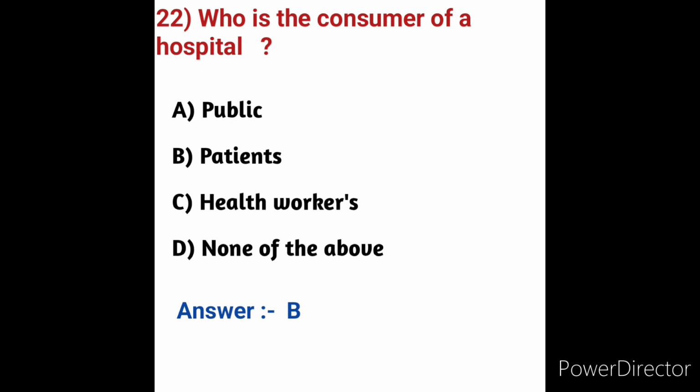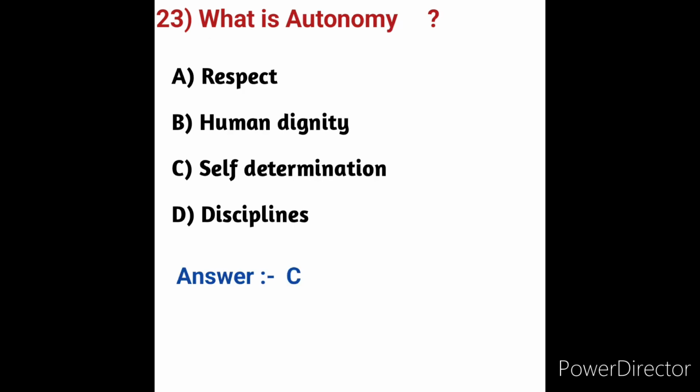Next, move on to question number 23. What is autonomy? We will see the options. Option A, respect. Option B, human dignity. Option C, self-determination. Option D, discipline. Autonomy means self-governance and self-determination. Option C is the correct answer.